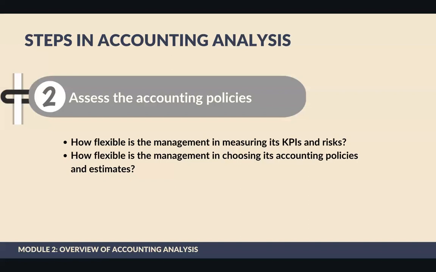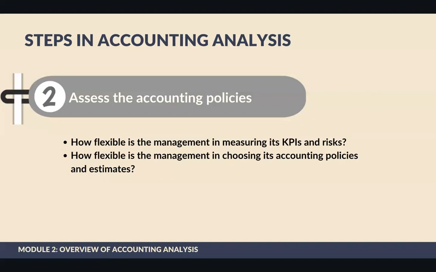In terms of choosing accounting policies and estimates, we need to ask, among the available acceptable options in terms of accounting for a specific line item, how flexible is the management in choosing what is accepted and available for use? Can they just easily switch from one policy to another? Or are they pretty consistent with what they are doing?